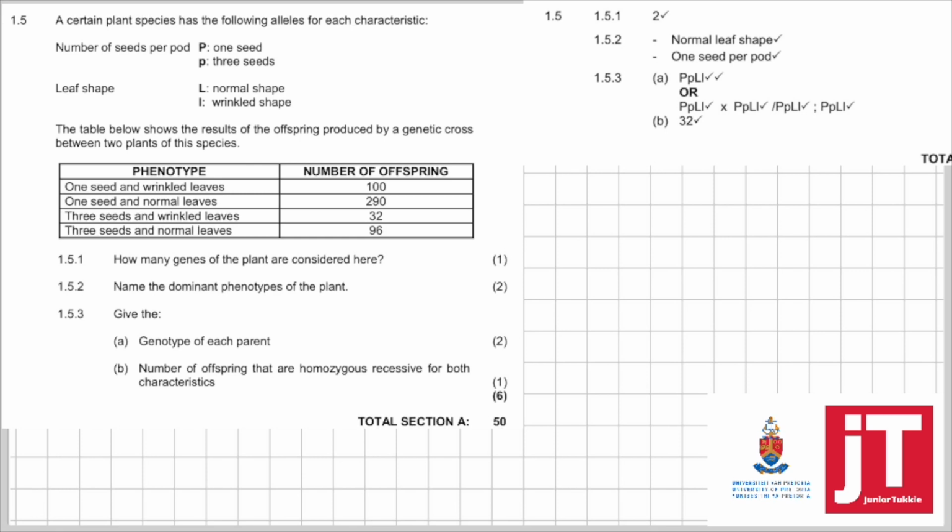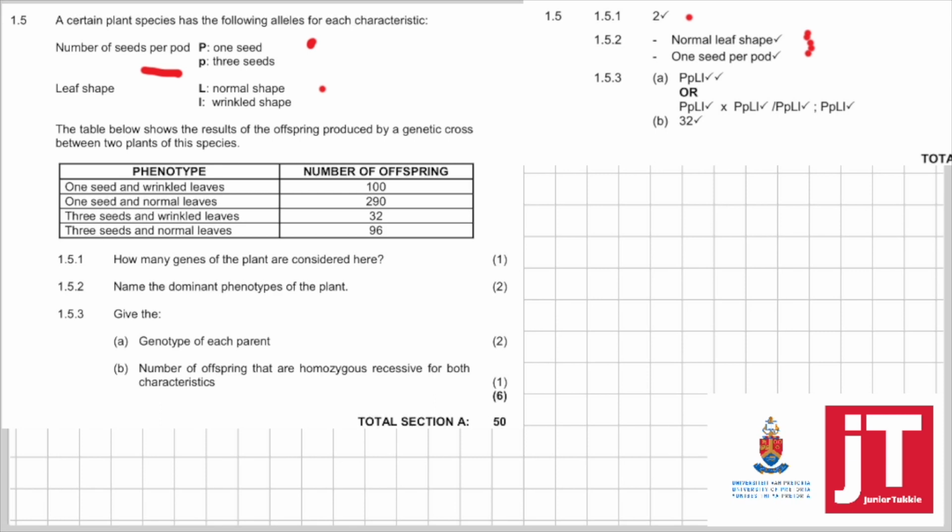151. How many genes of the plant are considered here? As you can see, there's 1 gene, there's 2 genes. So how many genes? 2. Name the dominant phenotypes of the plant. Dominant phenotype, you look for the capital letter. So it'll be 1 seed per pod and normal leaf shape. See, be specific. Don't say 1 seed. 1 seed per pod, normal leaf shape. Be very specific. Give the genotype of each parent.